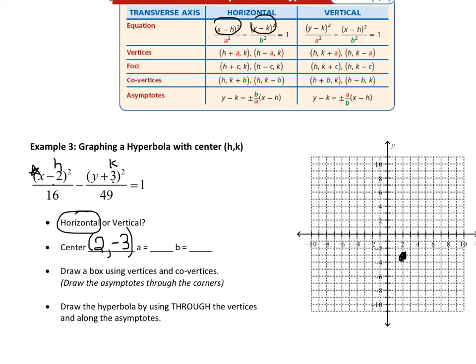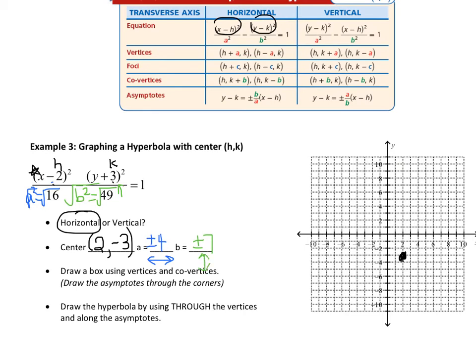Next we need A and B. A squared will always be first. So when we square root that, we're going to get plus or minus 4. And now we'll square root B. B squared is always second, and so we're going to get plus or minus 7. So we need to count those numbers from that center we just put on. Which way are we going to count the 4? It was underneath the X, so we're going to count that to the left and to the right. And the 7 came from underneath the Y, so we're going to count that up and down.